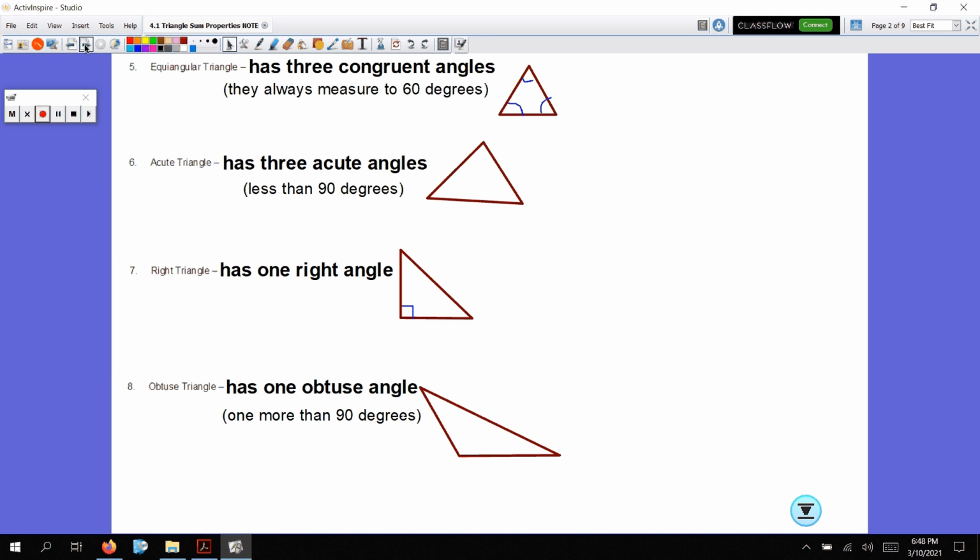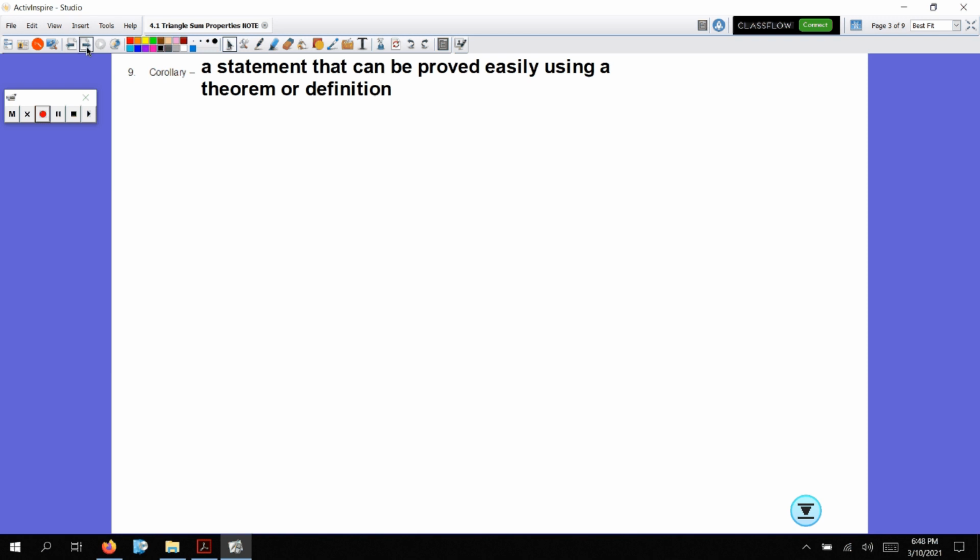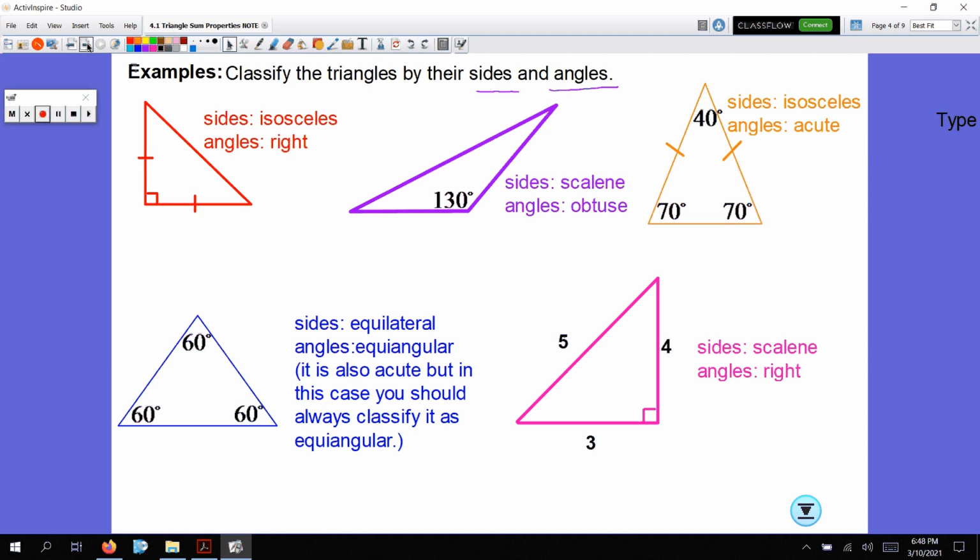An acute triangle has three acute angles, all less than 90. A right triangle has one right angle. An obtuse triangle has one obtuse angle, which is greater than 90. And a corollary is something that can be proven using a theorem or definition. All right, that's just a quick pass over the vocab.